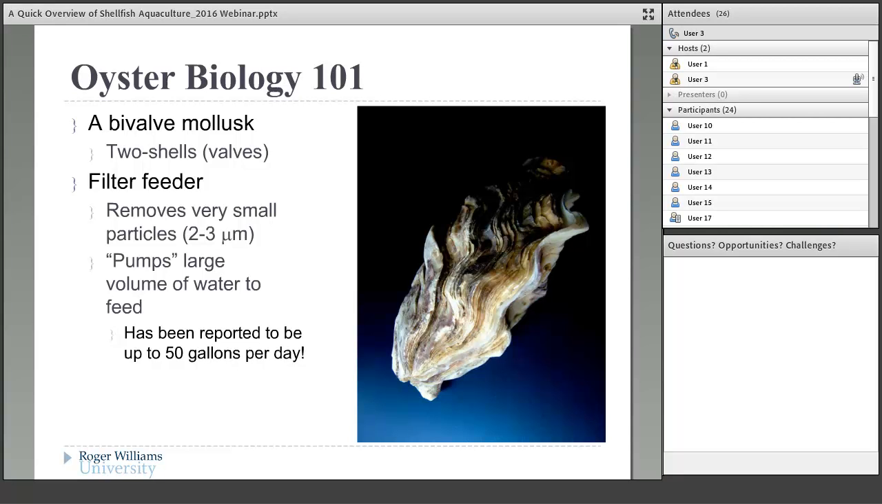And one of the things that oysters are known for is their capacity to pump really large volumes of water. Under certain circumstances, it's been reported that an oyster will pump and filter up to 50 gallons of water per day.